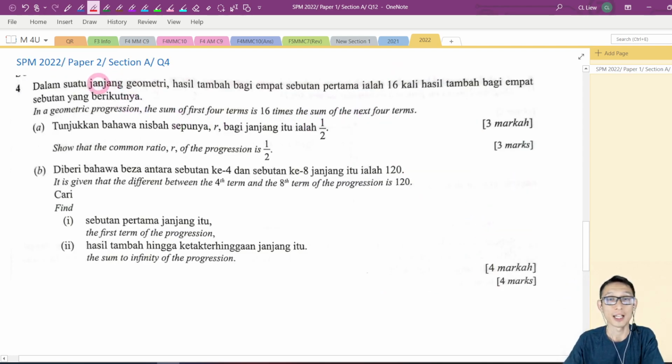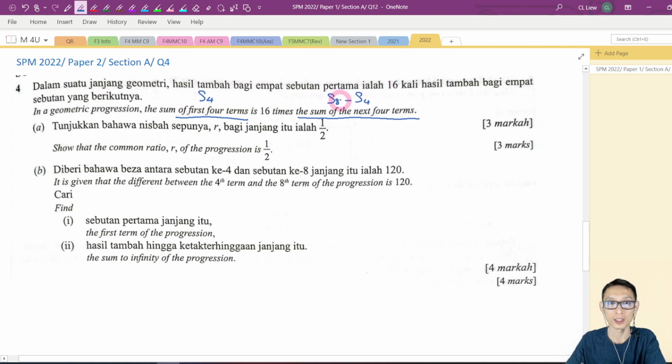Okay, now let's look at another question. This is also from SPM 2022. This is paper 2, section A, question 4. Show that the common ratio R of the progression is this. In a geometric progression, the sum of the first 4 terms, this is S4, is 16 times the sum of the next 4 terms. So the next 4 terms will be S8 minus S4.